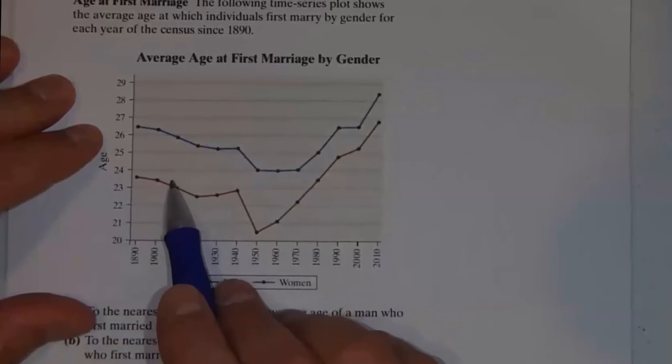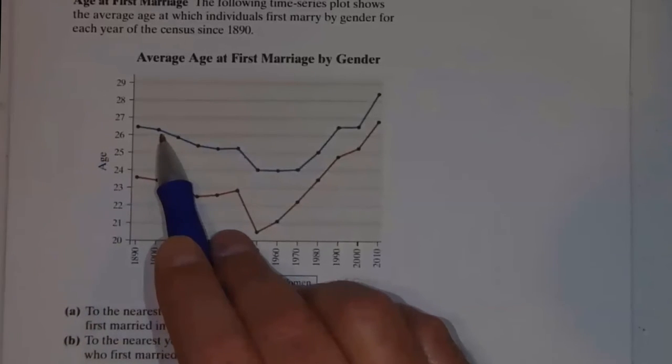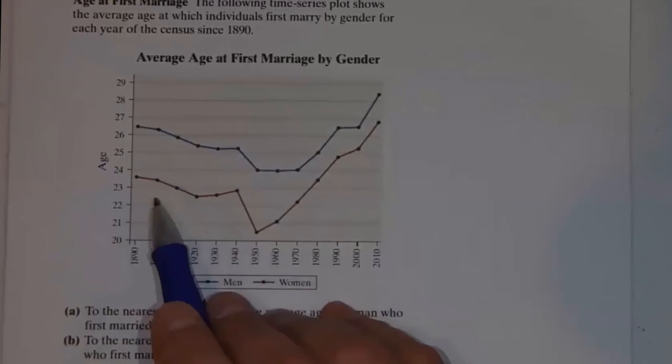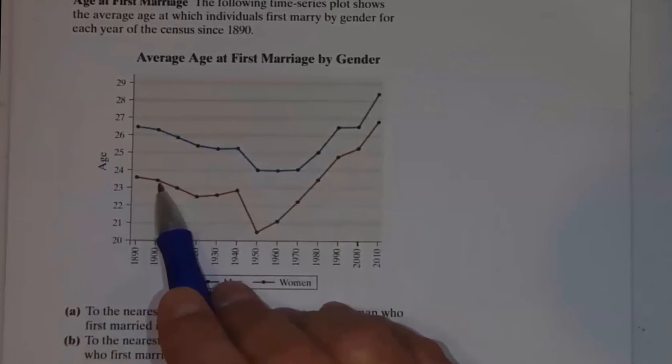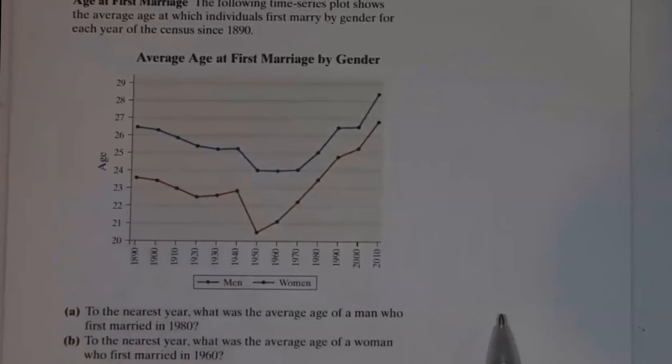By 1900, the age had dropped for men a little bit. Maybe it's more like 26 and a quarter years old. And for a female, it also dropped to be maybe like 23 and a third years old, and so on.